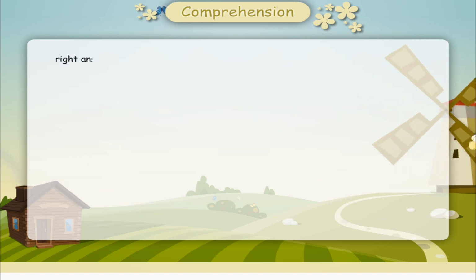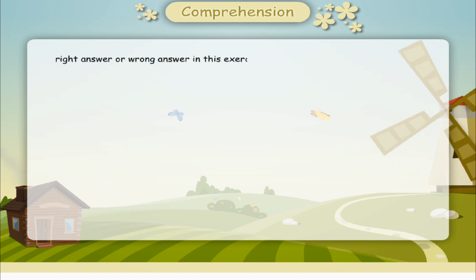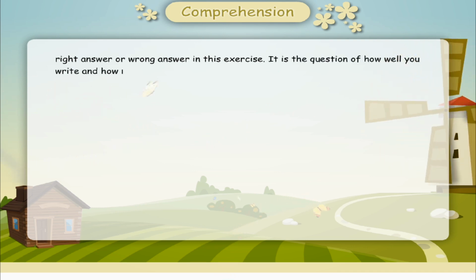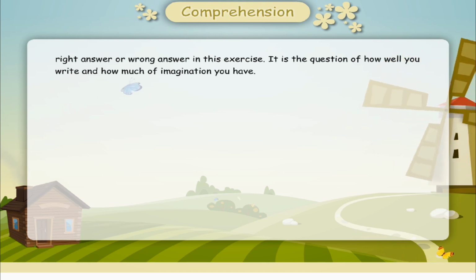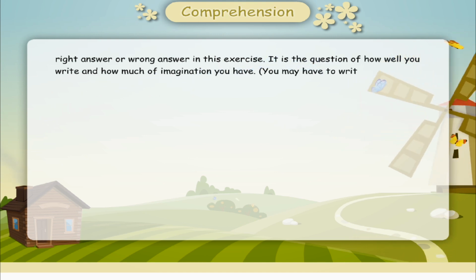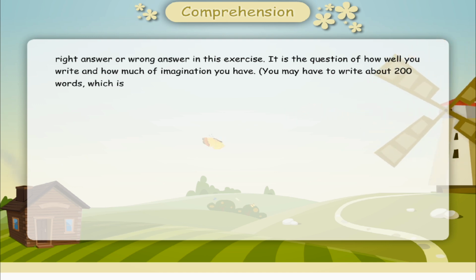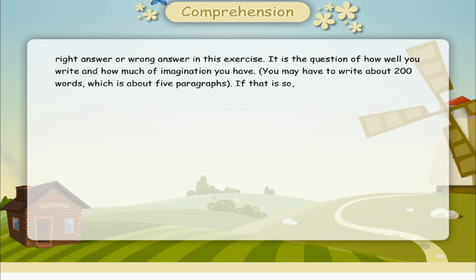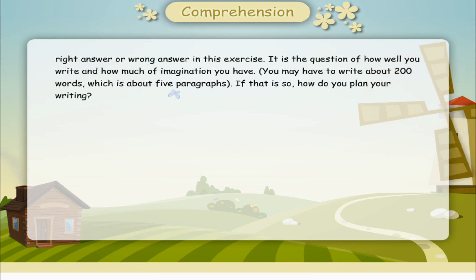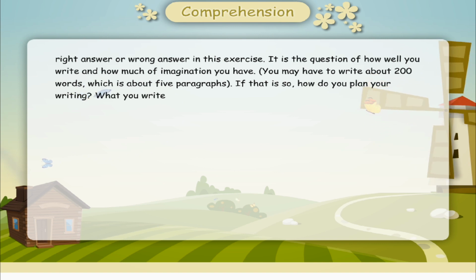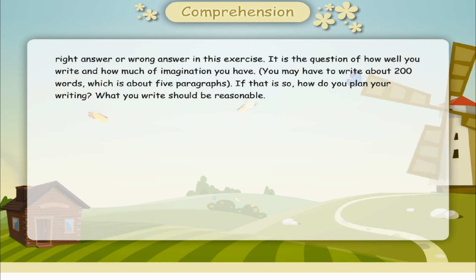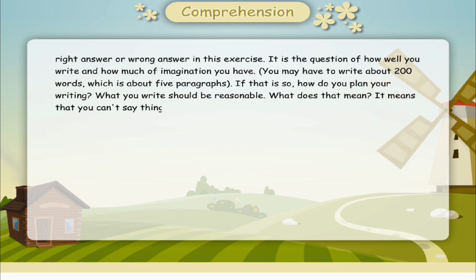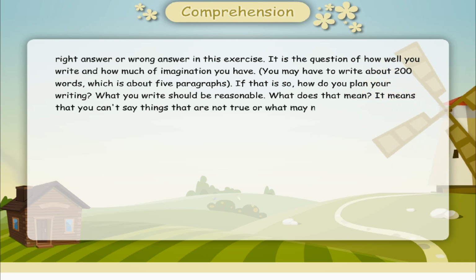There is no right answer or wrong answer in this exercise. It is the question of how well you write and how much imagination you have. You may have to write about 200 words, which is about 5 paragraphs. If that is so, how do you plan your writing? What you write should be reasonable. What does that mean? It means that you can't say things that are not true or what may not happen at all.